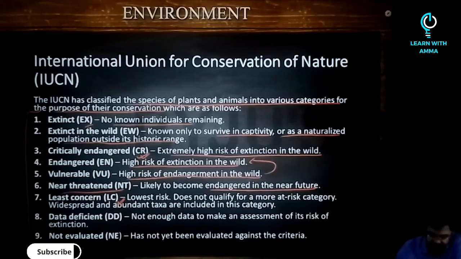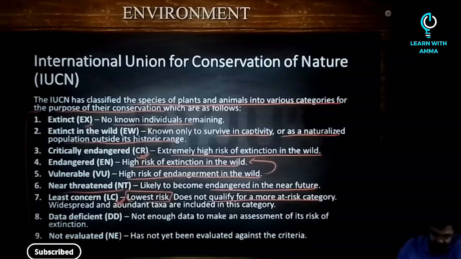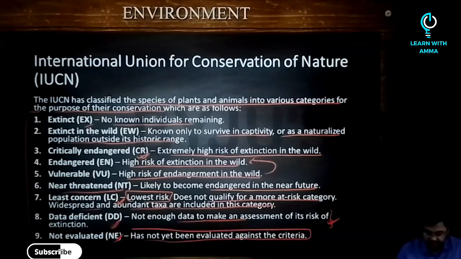Then you have least concern, which are the lowest risk animals or plants, and do not qualify for a more at-risk category. Widespread and abundant taxa are included in this category. Then apart from that, you have the data deficient category, where you don't have enough data to make an assessment of its risk of extinction. Then you have the not evaluated category, which has not been evaluated yet against the criteria. So these are the 9 categories that exist.